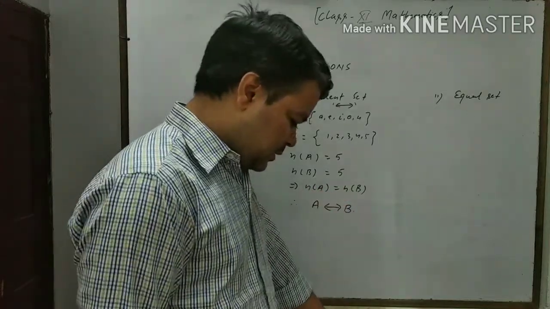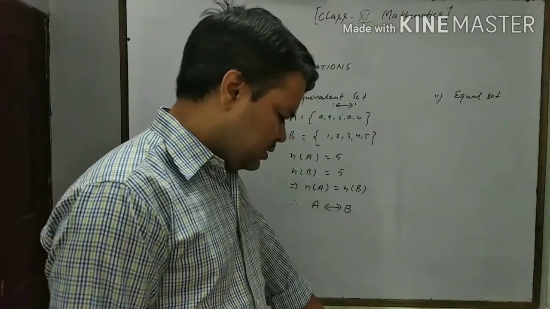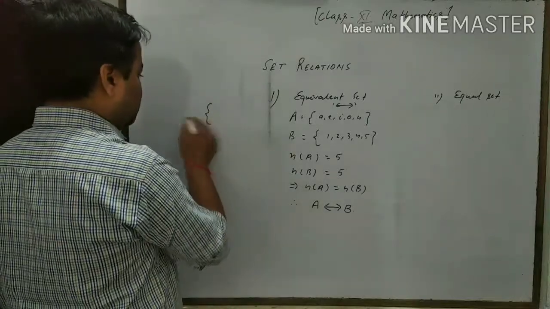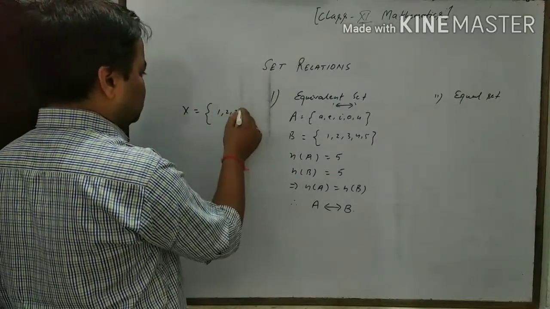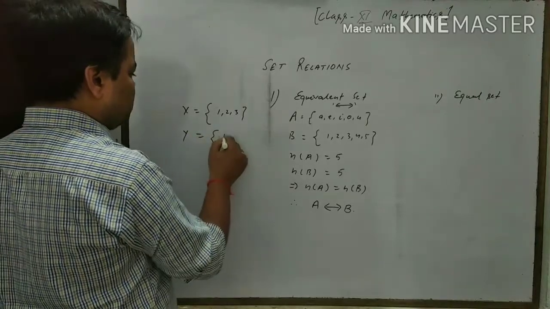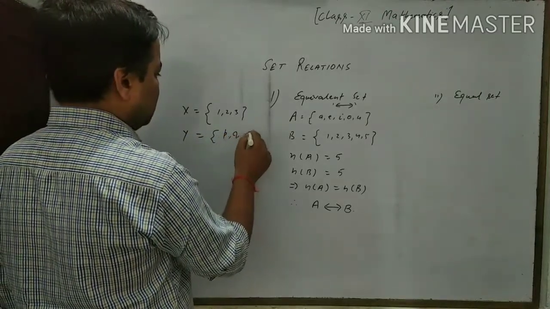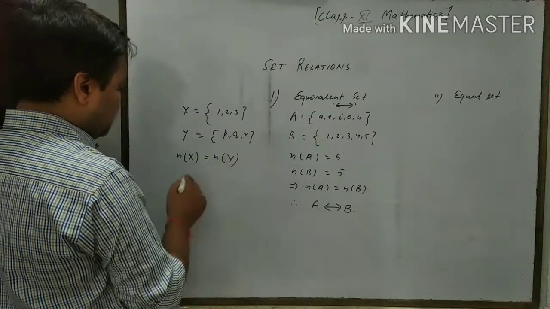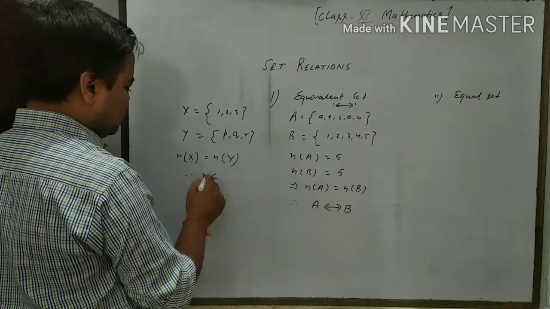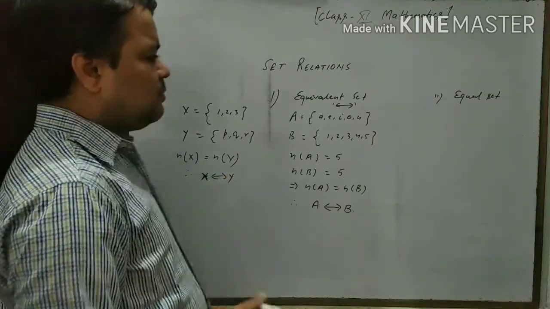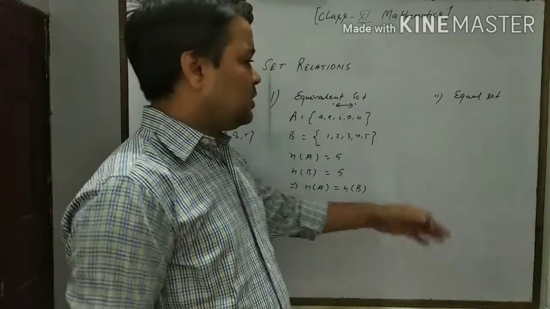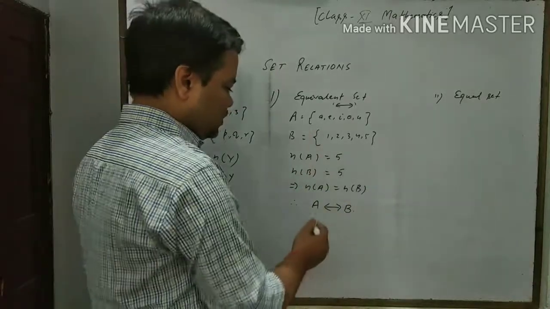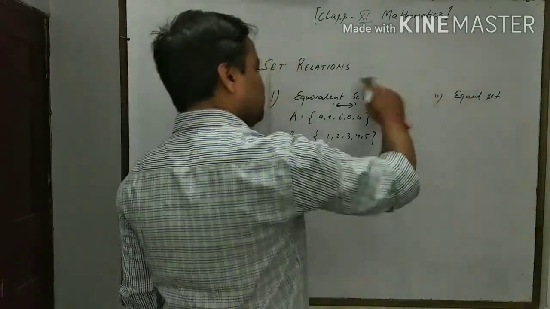Similarly, you can make some more examples. Just make here X as 1, 2, 3, and here Y as P, Q, R. In both cases, the cardinal number of X will be equal to the cardinal number of Y, and therefore we can say that X is an equivalent set of Y. But in the equal set, what is the similarity to the equivalent set? In equal set, the first similarity is that an equal set should be equivalent.